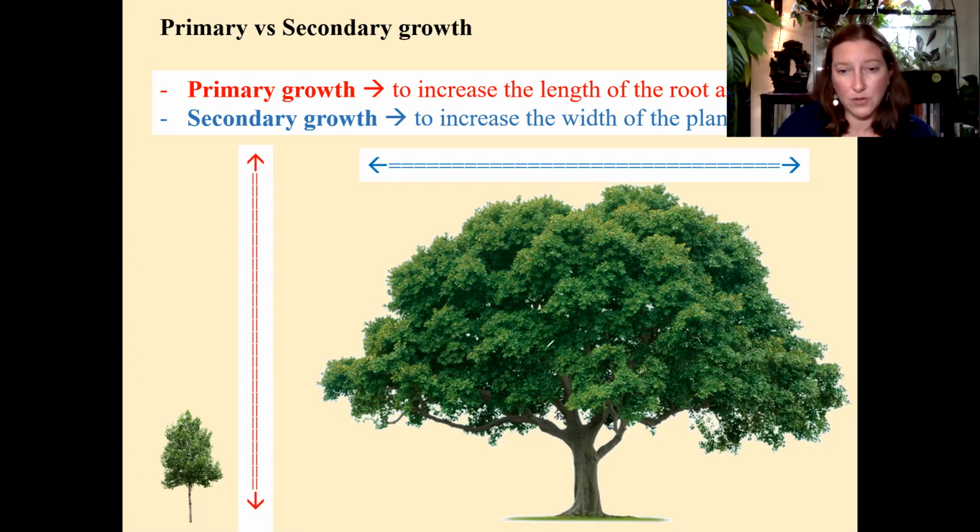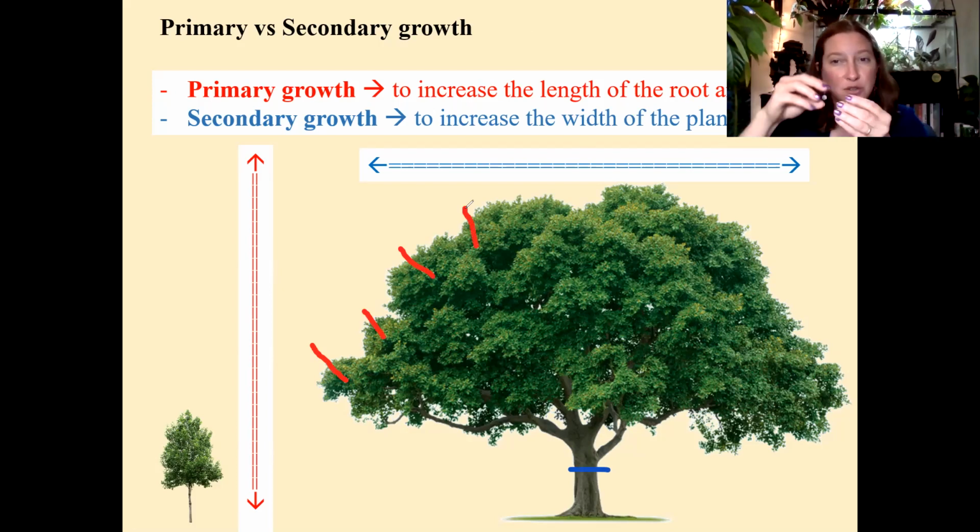I should point out though, this thick trunk is so thick because of secondary growth. But at the tippy tips of the branches, you'll still have primary growth because those branches are still lengthening. So that's why I just want you to put in your head: primary growth, lengthening; secondary growth, widening.